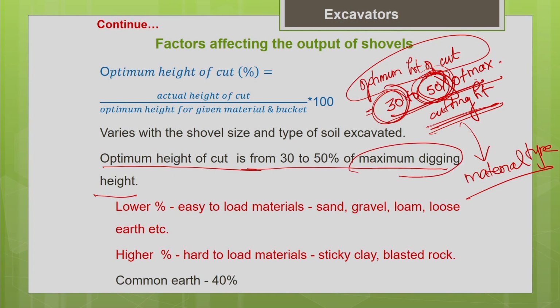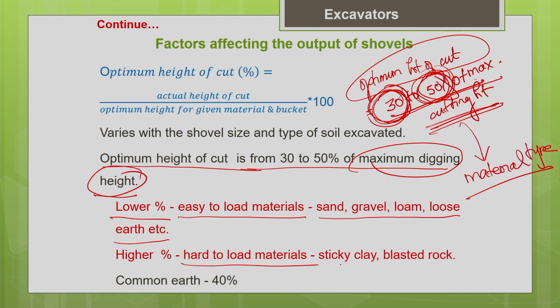This information I can get from the manufacturer depending upon the machine dimension, and I should go for a lower percentage, that is 30%, for material which is easy to handle, easy to load, like sand, gravel, loam, loose earth, etc. For hard to load material like sticky clay, blasted rock, I should go for a higher percentage, say 50%. For common earth, you can take it as 40%.